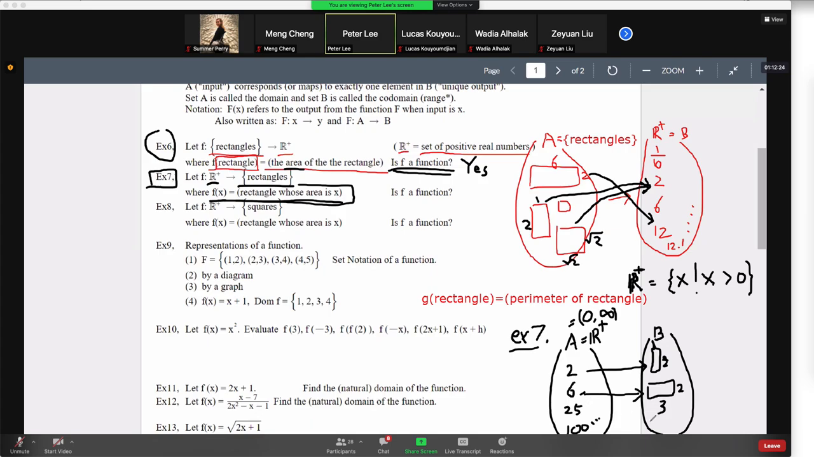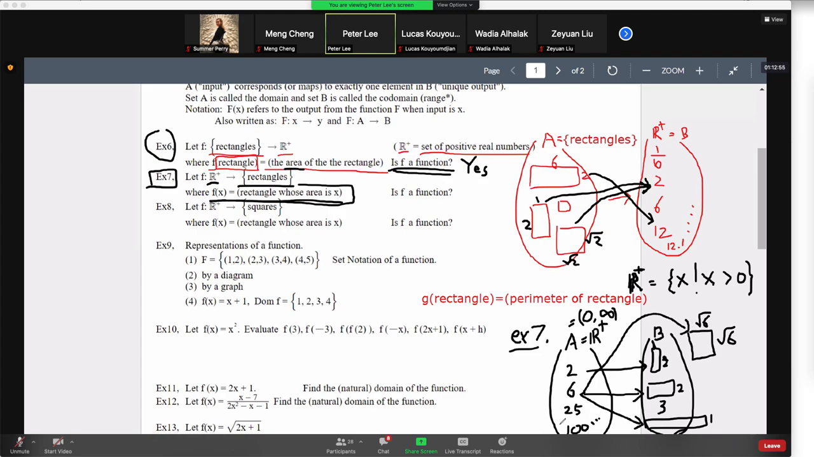But this is actually not a function. Why? Because we have a 6 here. There's another rectangle right here, which is 1 by 6, and this guy can also be mapped to this one. And then there's another rectangle, how about square root of 6 by square root of 6? It's actually a square, but that's a rectangle too. So this 6 can also be mapped to this rectangle.